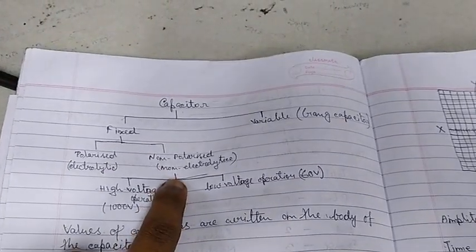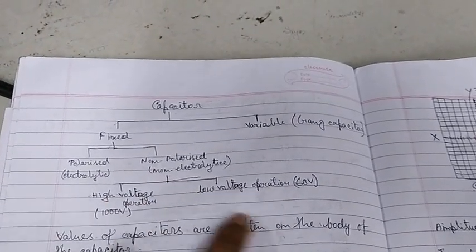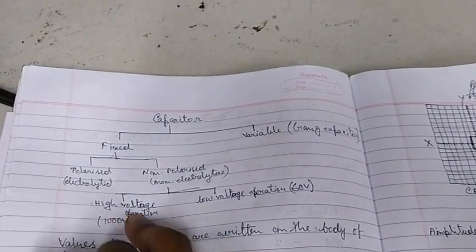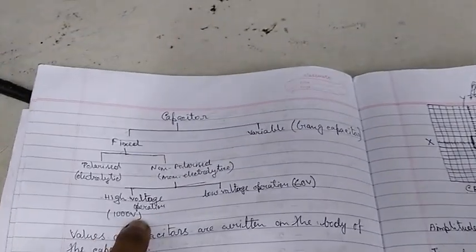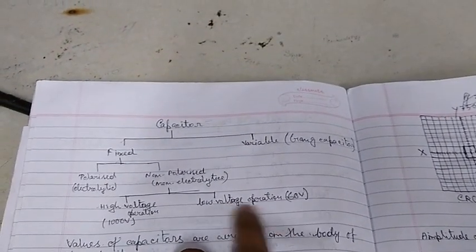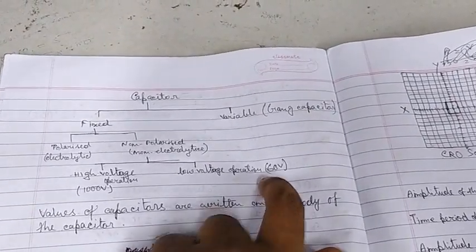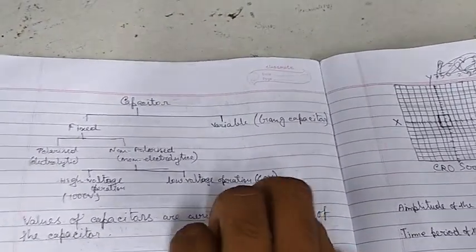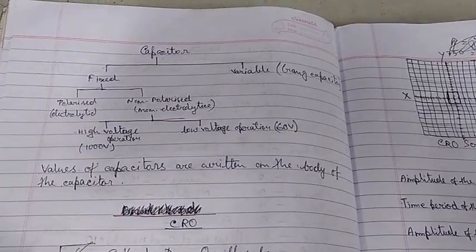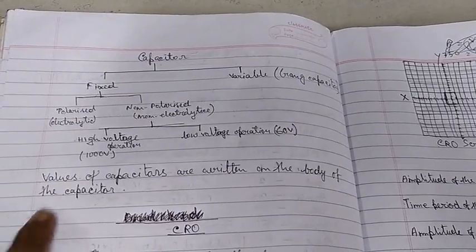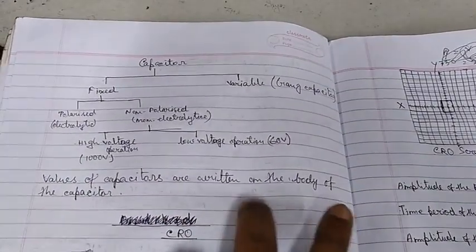And these non-electrolytic capacitors are divided into two variations, that is high voltage operation and low voltage operation. High voltage operation can operate up to 1000 volt, and low voltage operation can operate only under 60 volt. And there is no calculation, no color coding of capacitors, because the value of the capacitors is written on the body of the capacitor. So let me show you some samples of capacitors.